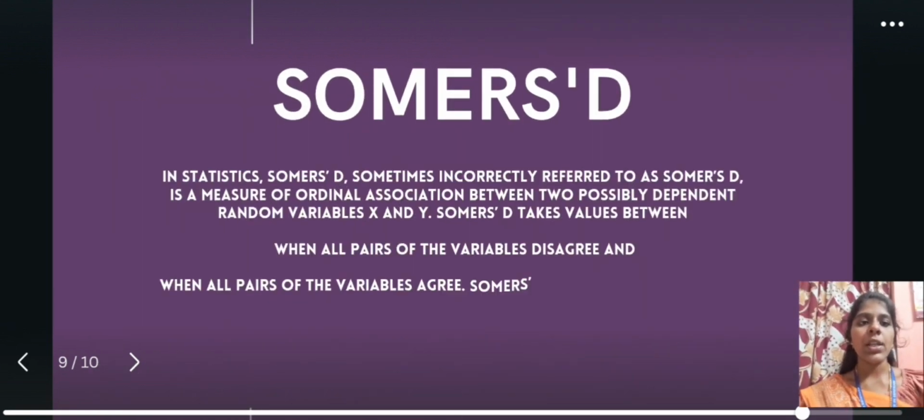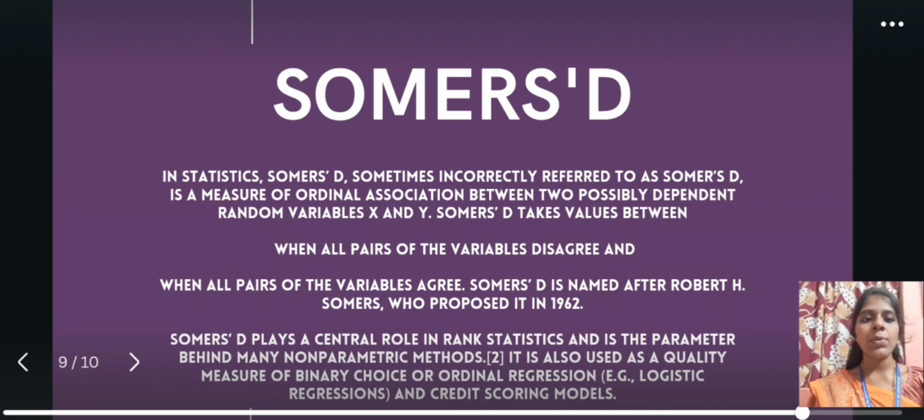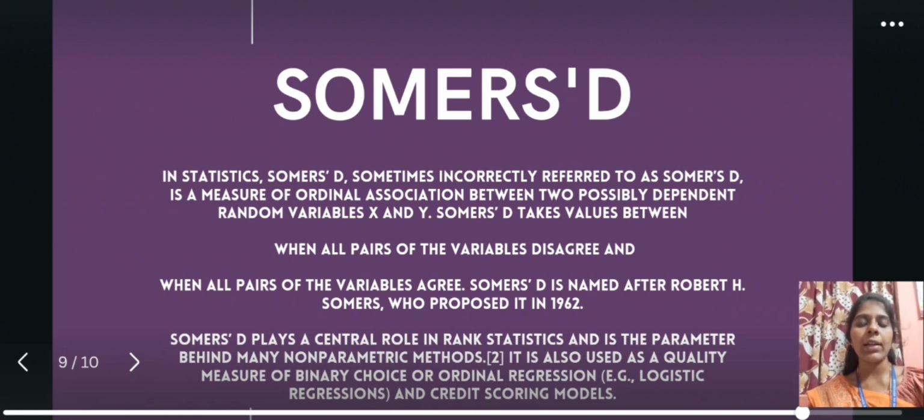Next we see about the Somers' D. In statistics, Somers' D, sometimes incorrectly referred to as Somer's D, is a measure of ordinal association between two possibly dependent random variables X and Y. Somers' D takes values between -1 when all pairs of the variables disagree and 1 when all the pairs of the variables agree. Somers' D is named after Robert H. Somers, who proposed it in 1962.